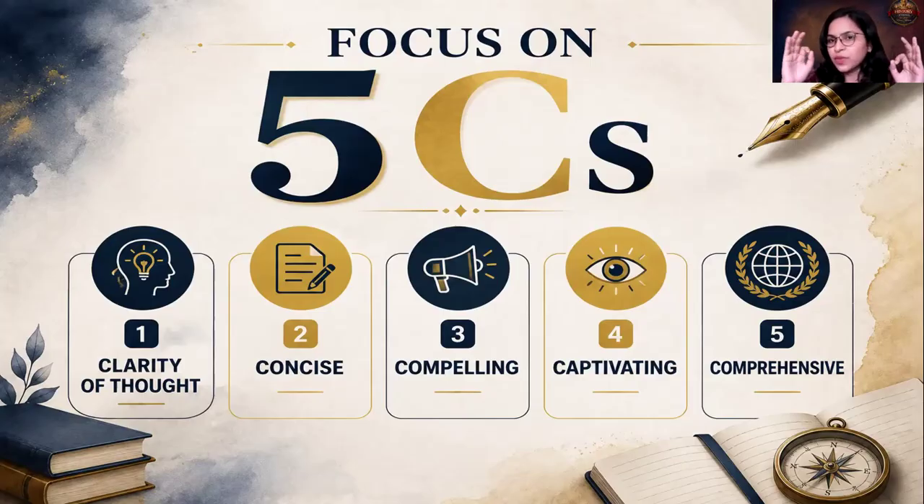So, please remember these 5 C's. First is the clarity of the thought. The exact thought should come on your paper. Second, concise. Few words should give a larger idea. Third, compelling, engaging. Fourth is captivating, mesmerizing. And fifth is holistic and comprehensive. So please remember these 5 C's whenever you are trying to attempt an essay paper.